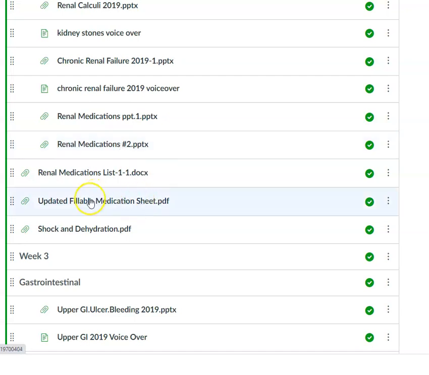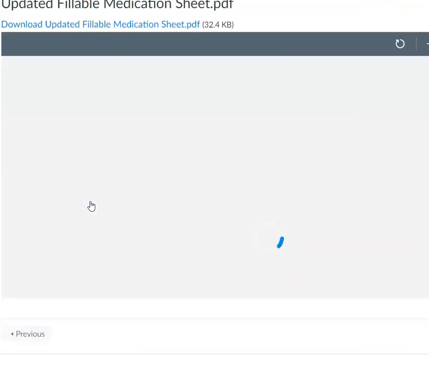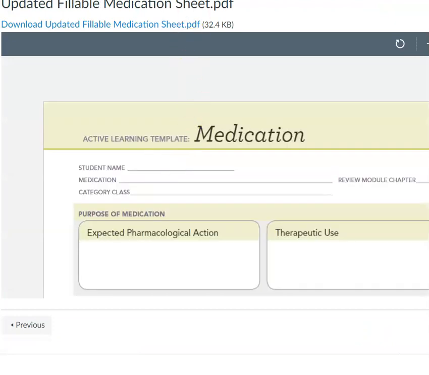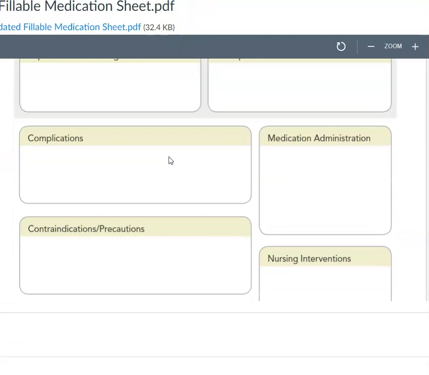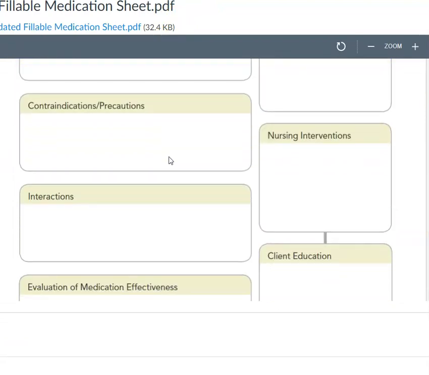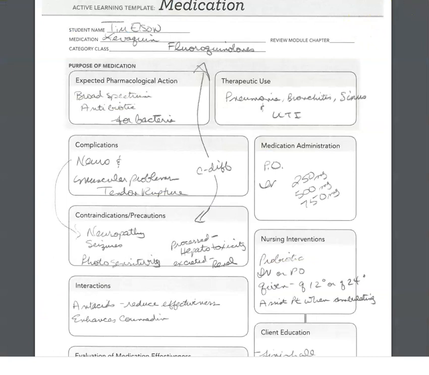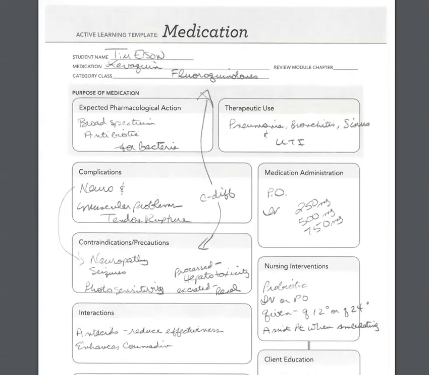I also put in here an updated fillable medication sheet. You can either use it or not, but I like it because it pretty much keeps things down and dirty. I did fill one out, and let's see if I can find it here. I figure if I give you an example, it might be a little bit easier for you. So I just chose Levaquin.